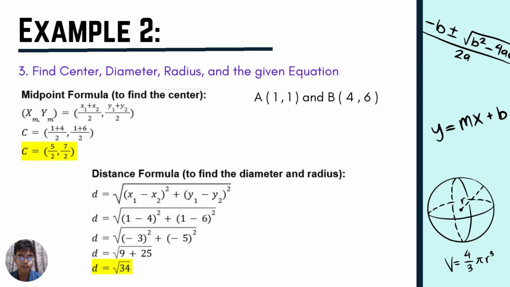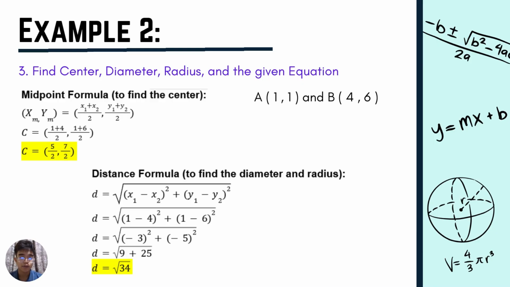Now we will utilize the midpoint formula to find the center. But first, let us identify our x sub 1 and y sub 1, and our x sub 2 and y sub 2. Let us use point A for our x sub 1 and y sub 1. X sub 1 will be 1 and y sub 1 is 1 also. For point B, we will have x sub 2 and y sub 2. Our x sub 2 is 4 and y sub 2 is 6.